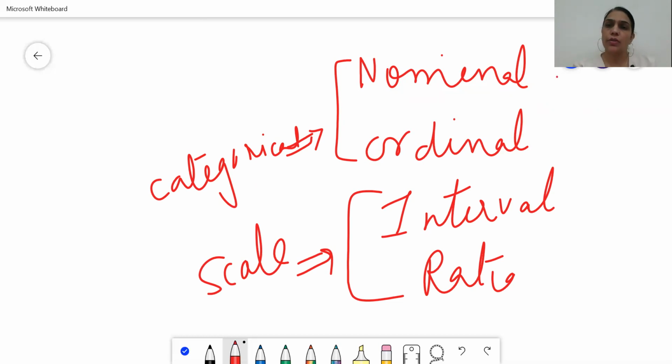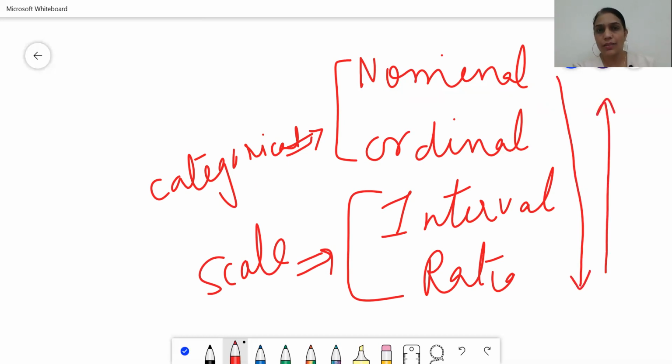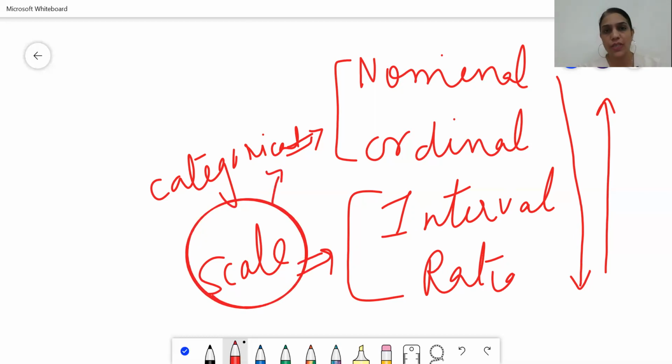Now, as you move from nominal to ordinal to interval to ratio, the power of doing the statistical test increases. So nominal has the least power, and ratio is the most powerful data analysis measurement scale. So if you are in the process of writing the research variables in your questionnaire, then I will advise that you go for more scale-based questions, and you can use categorical questions minimally. If you want to convert your scale-based question into categorical, it is always possible.